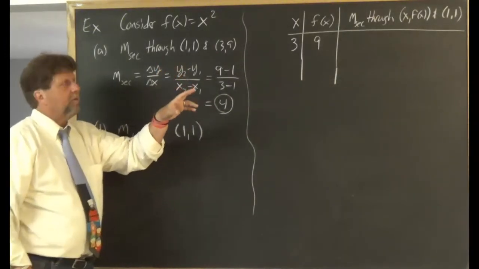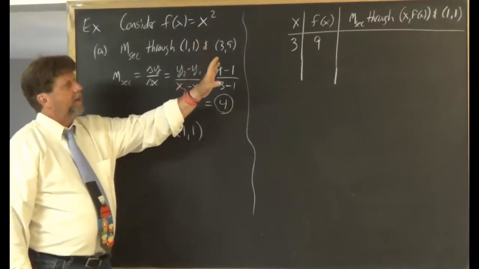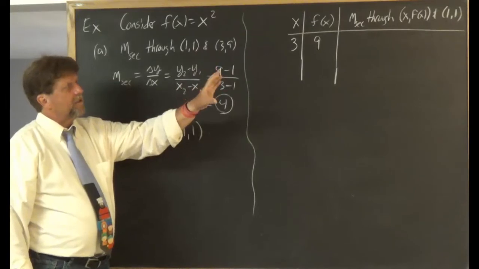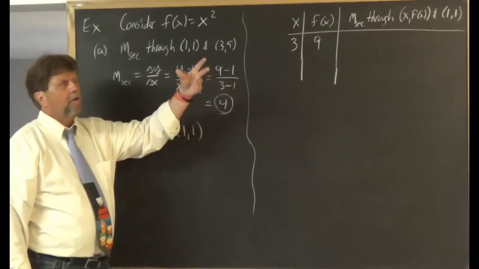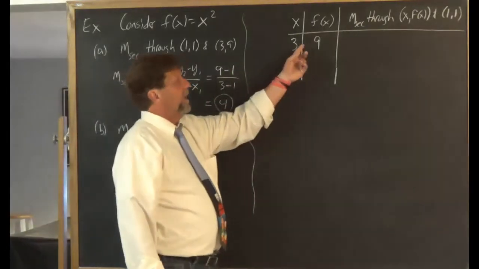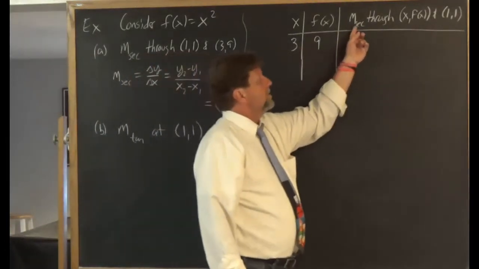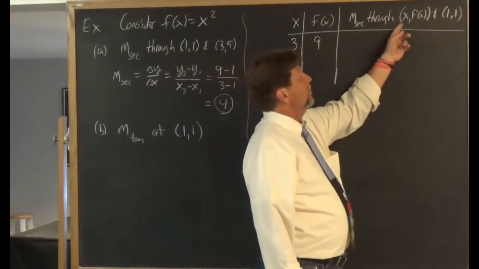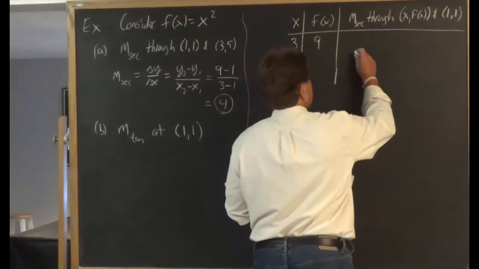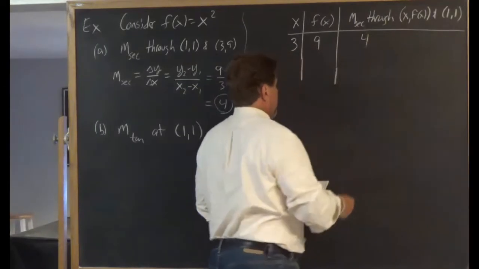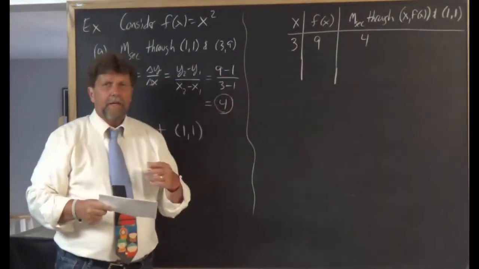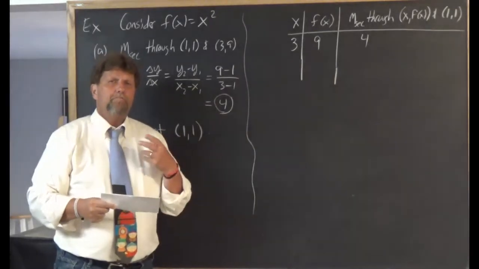In fact, in this table over here, I could fill that in. Notice I made a table for x, f of x, and then the third column is the slope of the secant line through (x, f of x) and (1, 1). So x is 3, f of x is 9. The slope of the secant line through (3, 9) and (1, 1), we just computed to be 4.